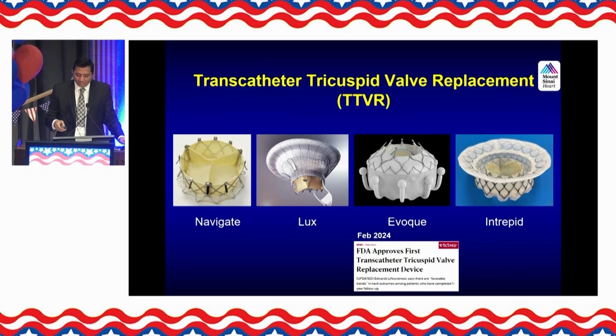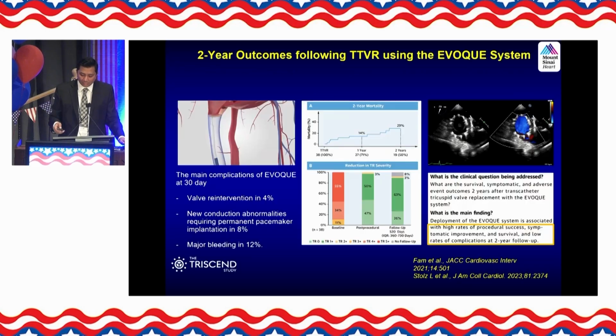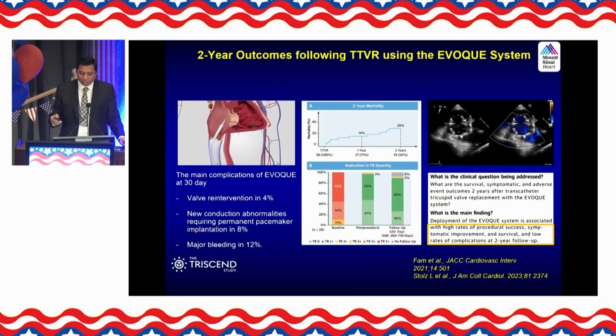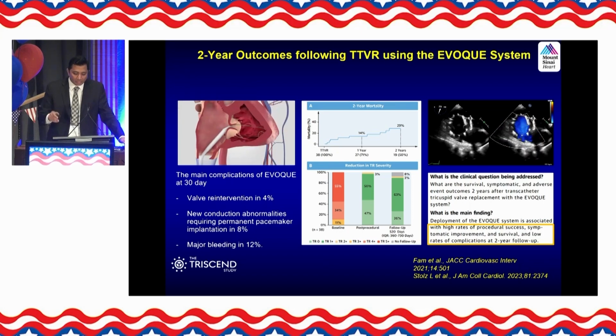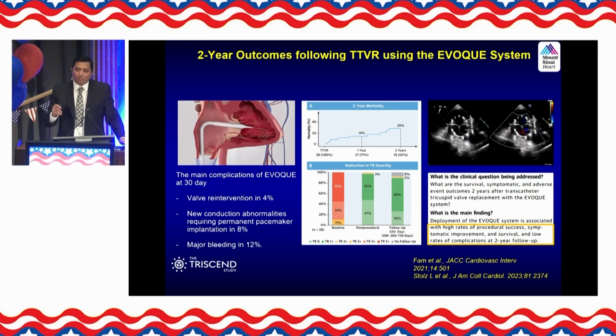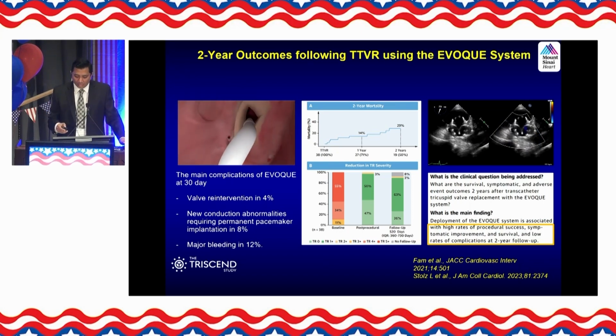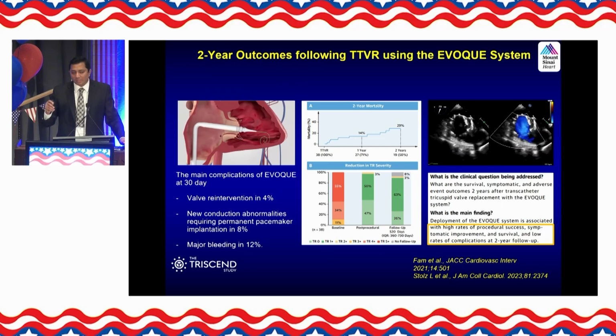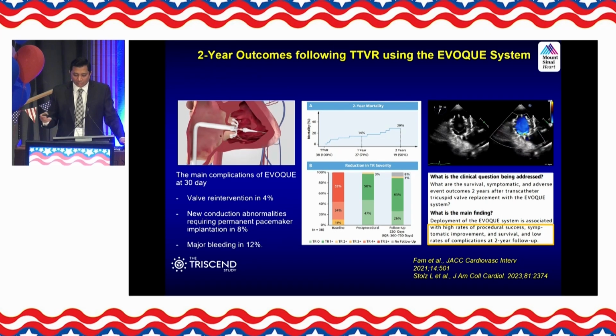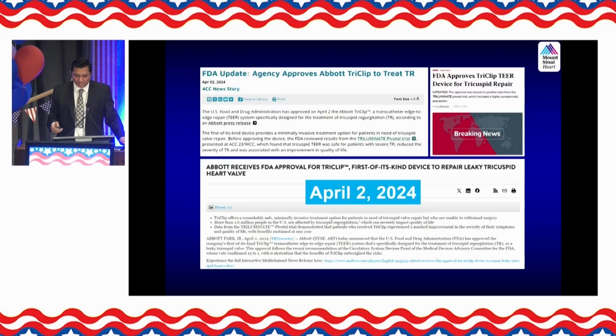And this is the other one that we are about to start. This is called the EVOQUE valve, the third one. It was approved first, in February of 2024. The TriClip was approved in April 2024. It's like a TAVR, but it's not as simple. Pacemaker risk is high. Patients need to be on blood thinners. And we're probably going to do our first set of patients next month.